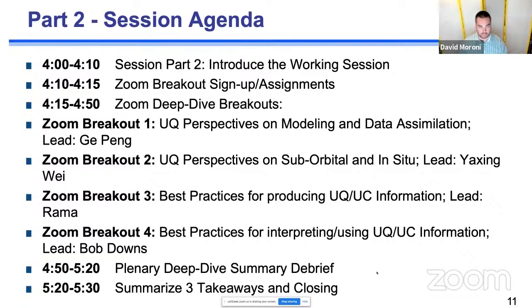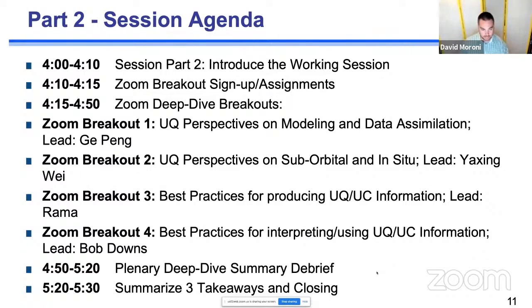I do want to say that we're going to continue the modeling and data assimilation discussion in a very specific breakout Zoom room where Gepeng is going to lead that breakout. I've also invited Patrick to facilitate with Peng in that breakout as an expert facilitator. Anish is welcome to do that one as well. I've also invited Anish to take part in breakout 2, which focuses more on the suborbital and in situ. So Yaxing Wei will be leading that one.